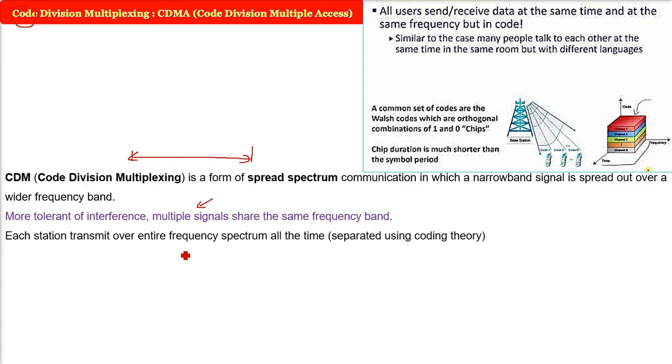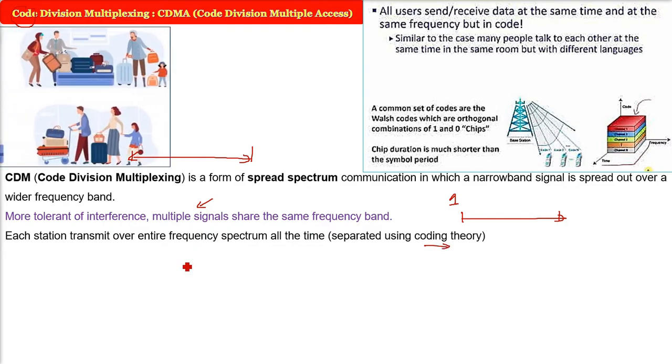the same frequency band. So each station, each signal will transmit over the entire frequency, and all the time. That is, this signal will use the whole frequency band or the spectrum allocated, and all the time. The only difference is the coding theory. So time it will get, frequency it will get, every signal every time. The key difference is the code.